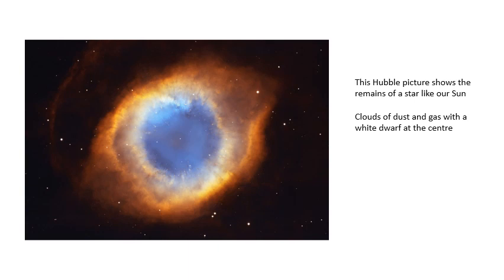This is a Hubble Space Telescope picture, and it shows a star like our Sun. What will happen eventually to it? You'll end up with these layers of gas, these smoke rings of atmosphere, and at the center there's a white dwarf. It's actually called a planetary nebula.